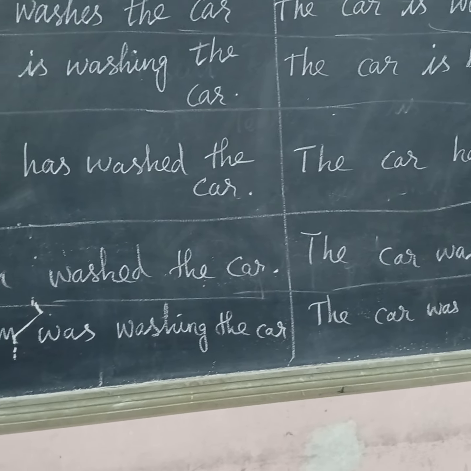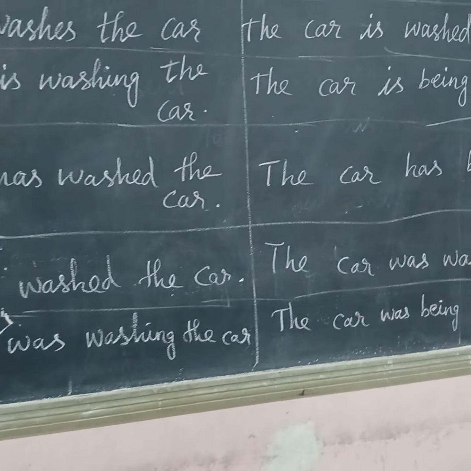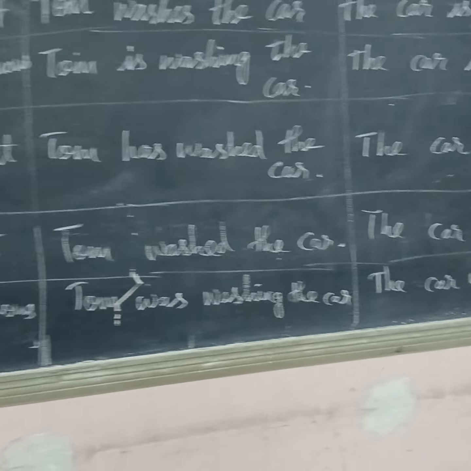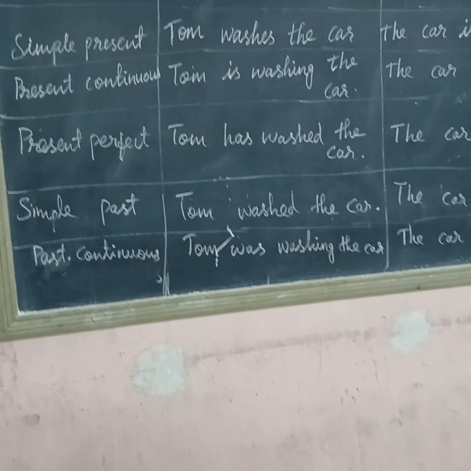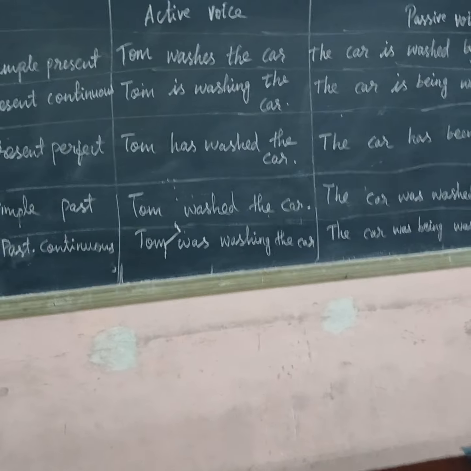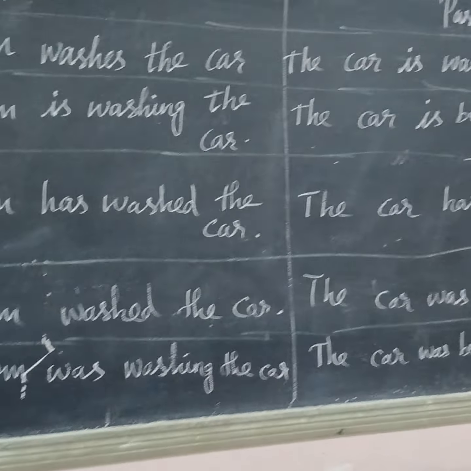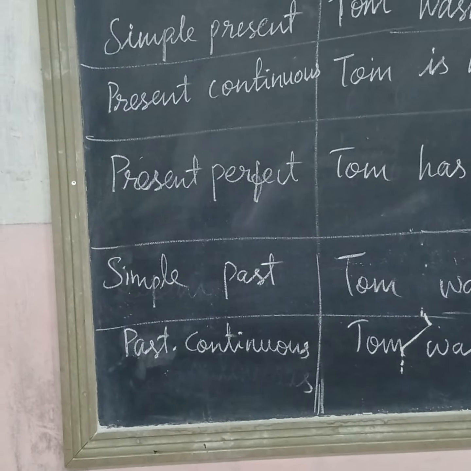The car, it's already a singular noun, so we can just add been: has been washed. This is a very easy sentence. If you see a present perfect sentence, Tom has washed the car, then when you change this into passive voice, just put been between has and washed. The car has been washed by Tom. That's it.